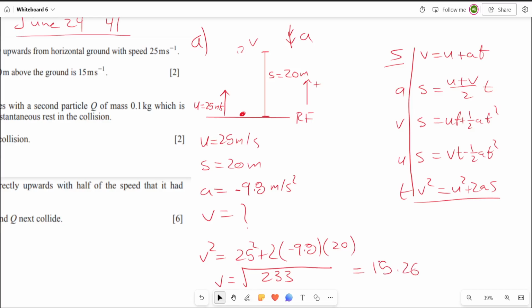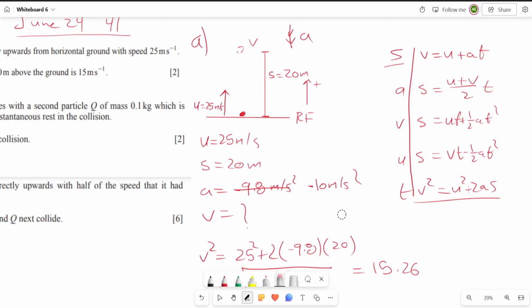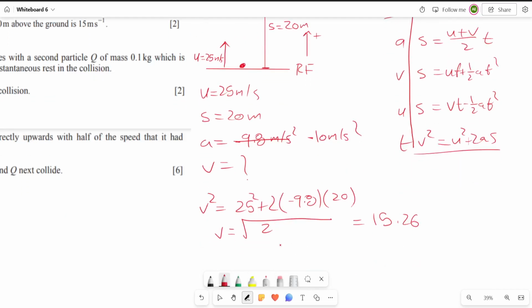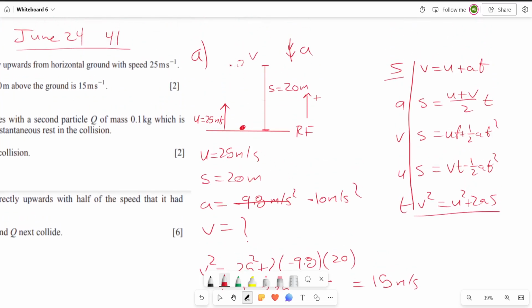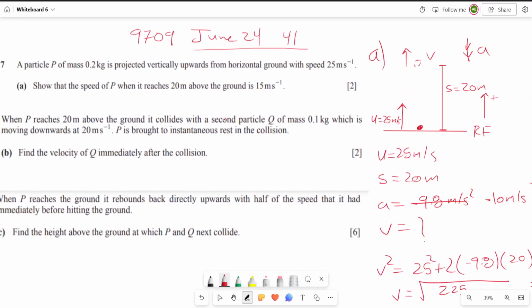15.26. Actually, here it wants us to use G as 10. Yes, so let's use G as negative 10 meters per second squared. This is going to give me a better answer. So here we use G as 10, not 9.8. It's going to give me an answer of 225. And when I square root that, it will exactly give me 15 meters per second. Now this 15 meters per second is in the positive direction. So I know that the velocity here is 15 meters per second upwards. So this is part A.